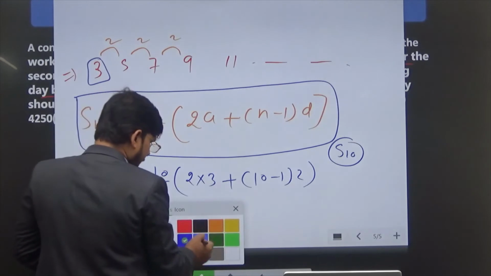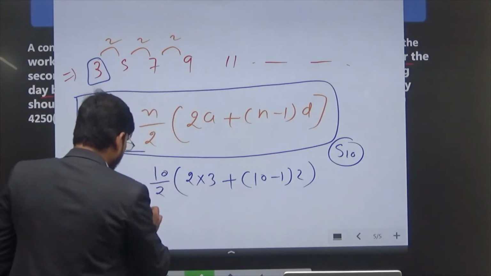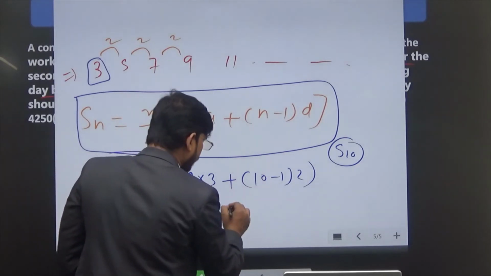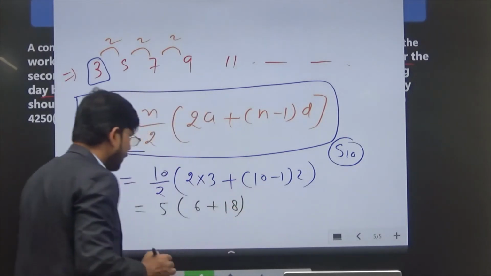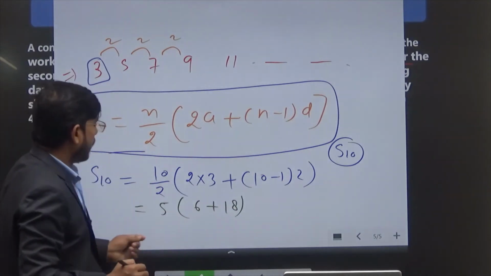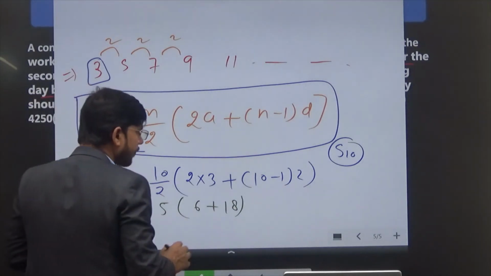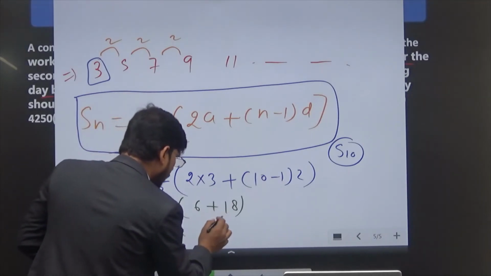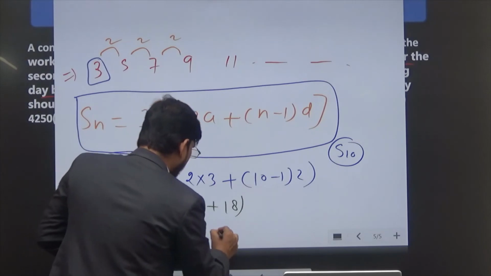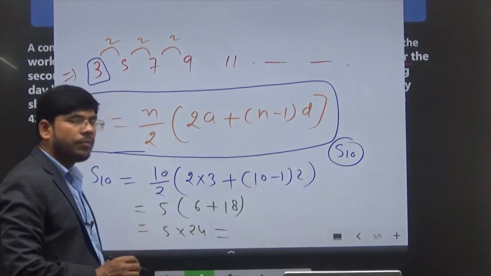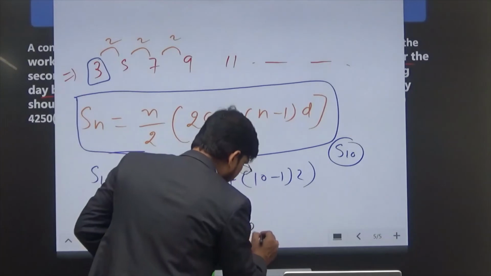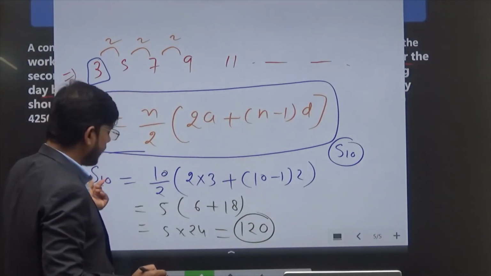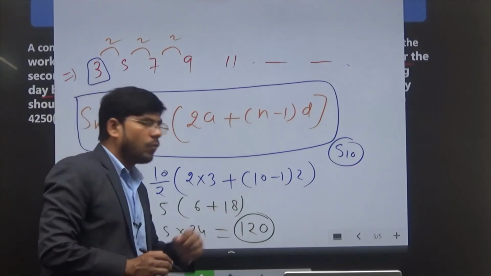Okay, then here you will get 5 into 6 plus 18. Okay, now 5 into 24, and if you multiply 24 into 5 you will get 120. So the sum of these 10 terms will be 120.